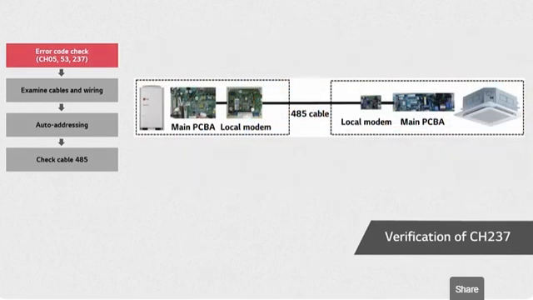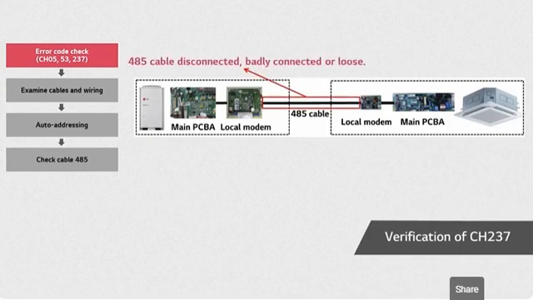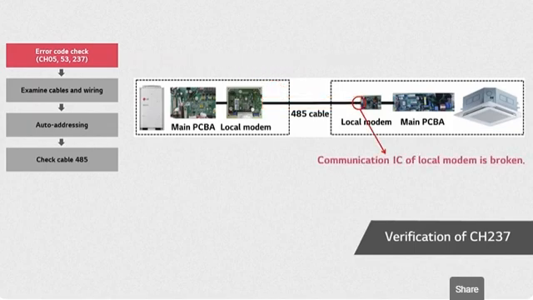Error CH237 occurs when communication between IDU's local modem and ODU's local modem fails. When this error occurs, you should check whether 485 communication cable is disconnected, or badly connected, or not fastened to the communication terminal block. Sometimes, it may happen that there is a damage in the IDU's local modem communication IC, which is connected to the ODU.